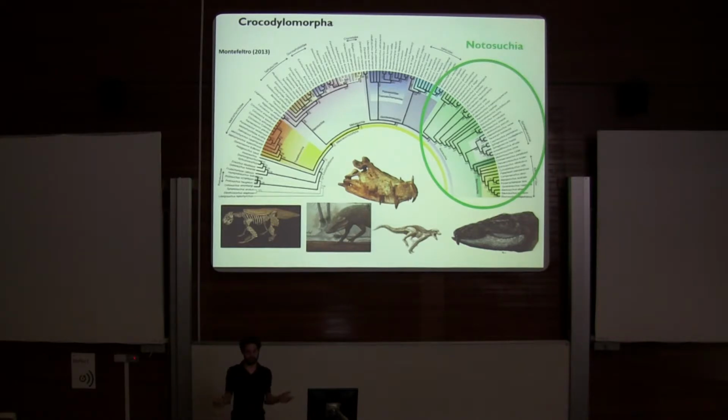Baurusuchids are included in a broader group called Notosuchia, and they are well known for their huge diversity, not only in terms of species, but also in terms of morphology. And this huge morphological disparity is reflected in their ecology. So for example, we had some species that could be omnivorous, herbivorous, very different from the crocs that we have today.